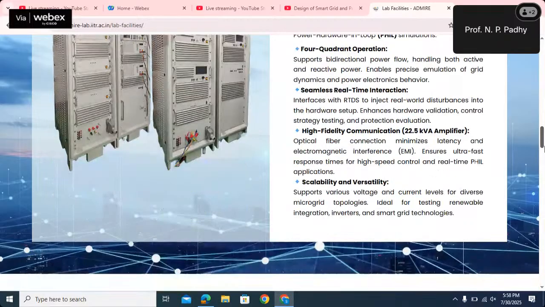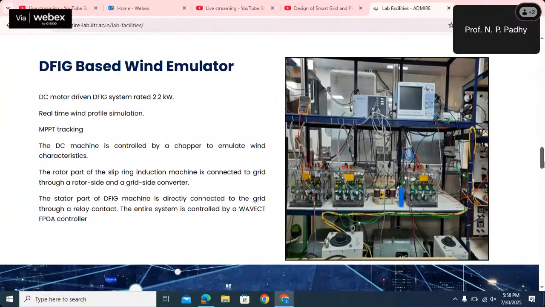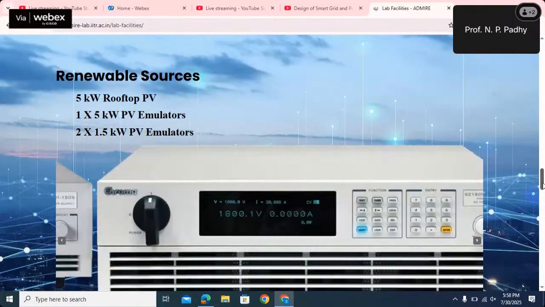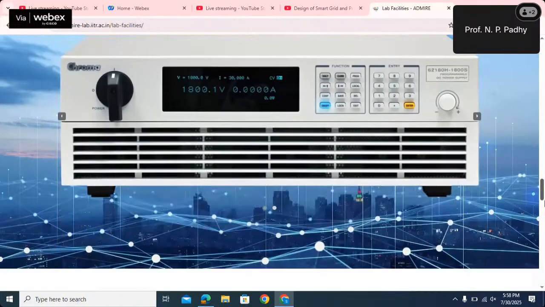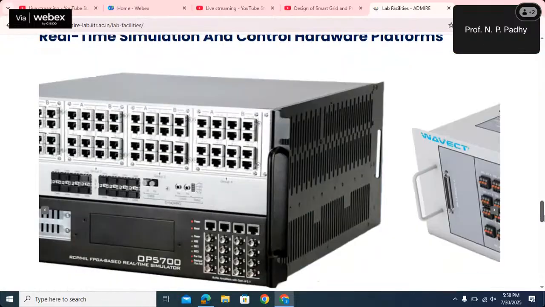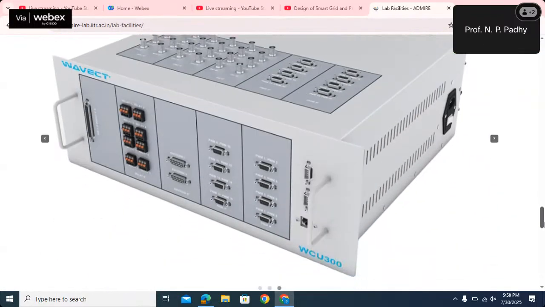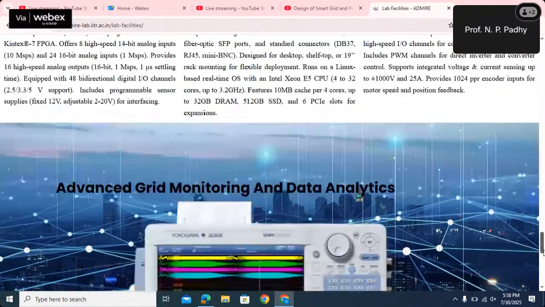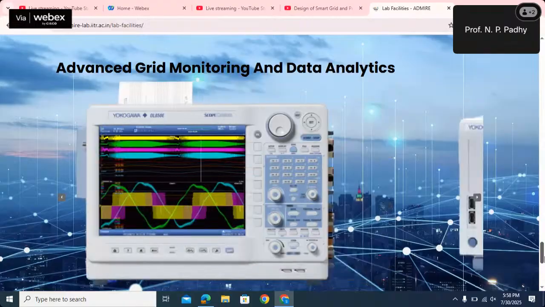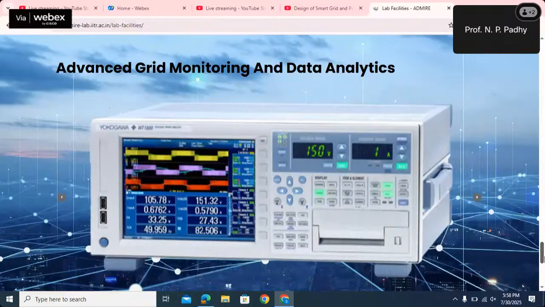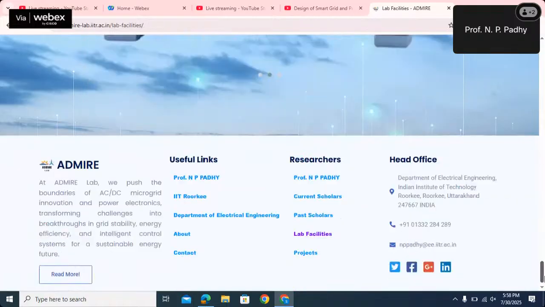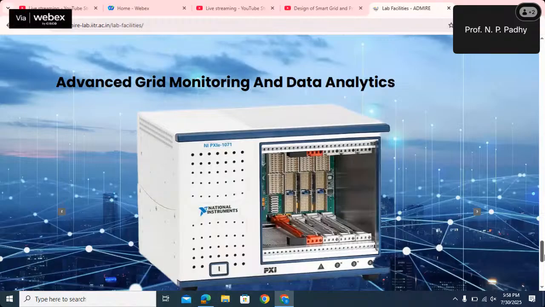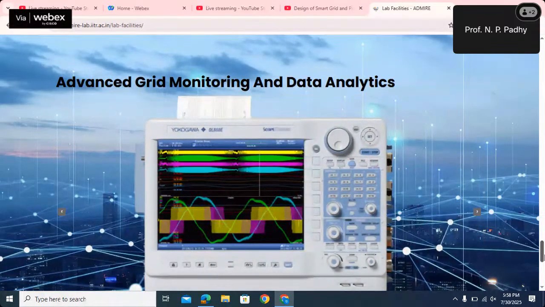Please come down. Then you have this wind emulator, complete setup. Then you have the renewable source, PV. Next, real-time simulation control is here. Hardware platform, come down. OPAL-RT simulation. Next. Then we have advanced grid monitoring and data analytics, all the advanced facilities. Anytime any one of you feels like using some of these facilities, you are most welcome.